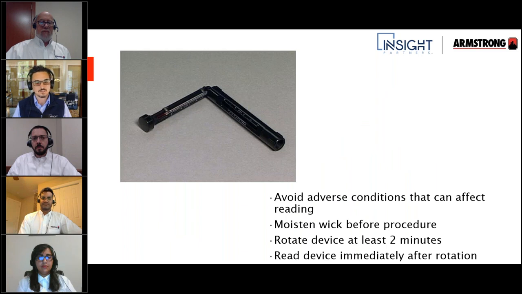Tony, did I miss anything there? Is that your psychrometer? Yeah, that's mine that sits in my desk drawer at home. Yes, I am old. Thank you very much. And I still have it.